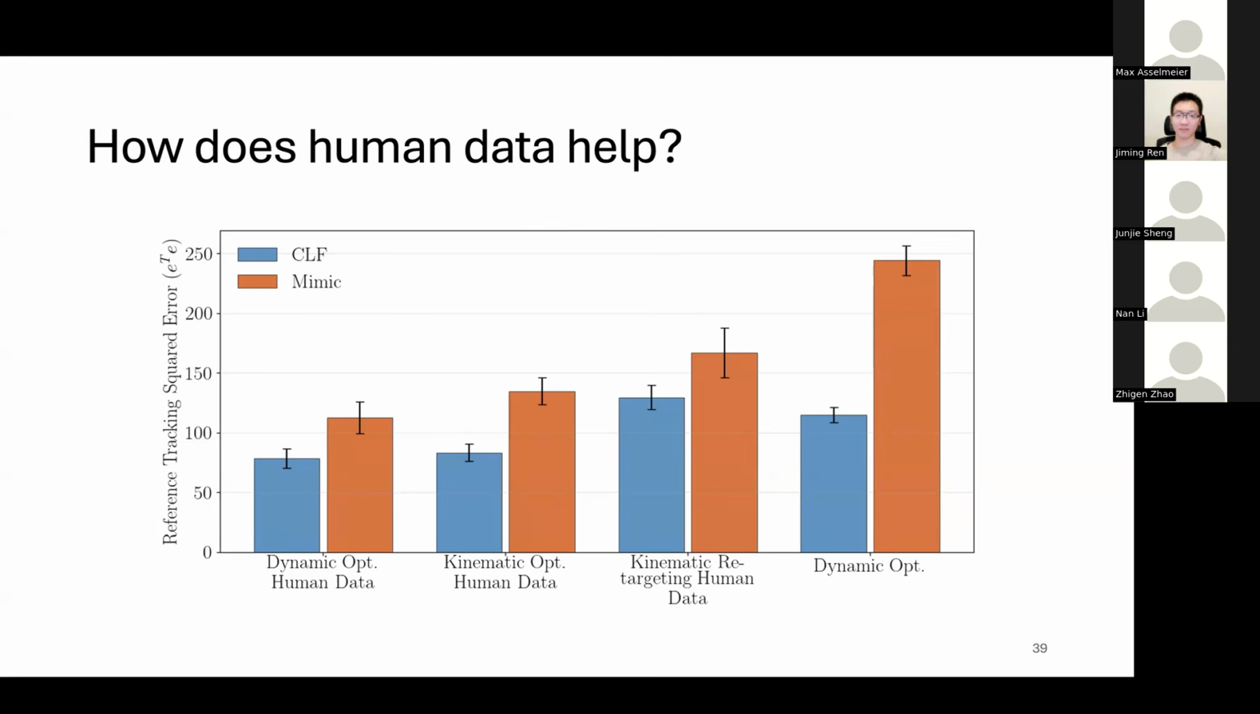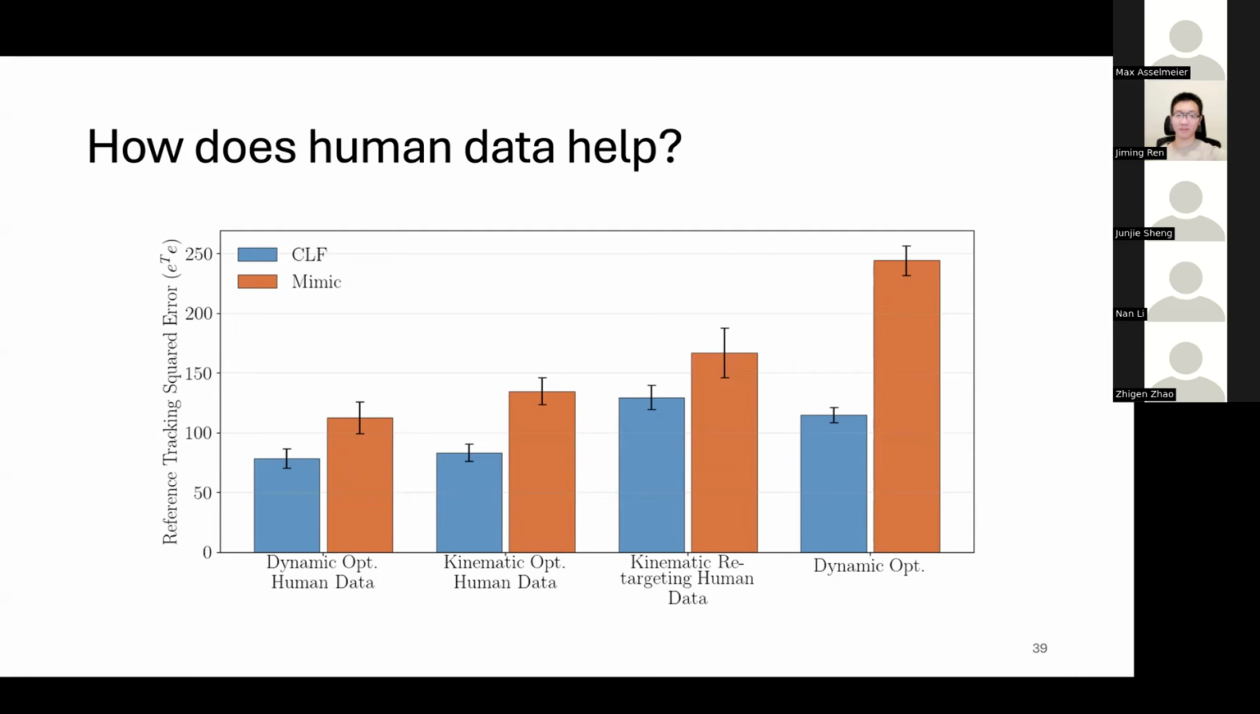Then second from the right is the kinematically retargeted human data. This is no optimization. This is the periodic subsegment that we used for the optimization, and this is us tracking that. And then we have the kinematically optimized and the dynamically optimized. What we find is that the dynamically optimized in general provides us with the best reference tracking, and optimizing your data in general provided better reference tracking than naively using the human data. And then it was interesting because the dynamic optimization results are kind of all over the place.